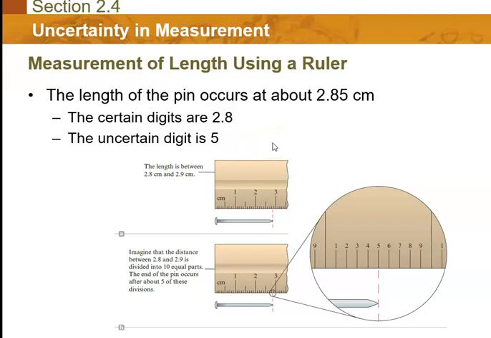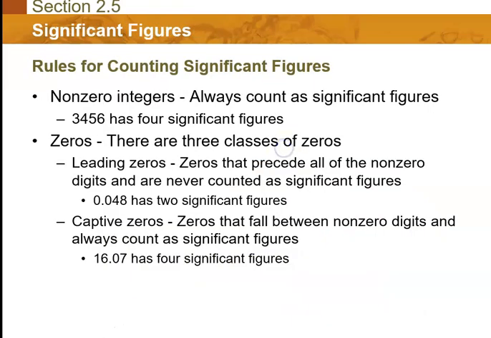Now, electronic balances, that last digit usually is bouncing around a little bit, and you kind of have to guess at where that last digit is most of the time, and that is your uncertainty.